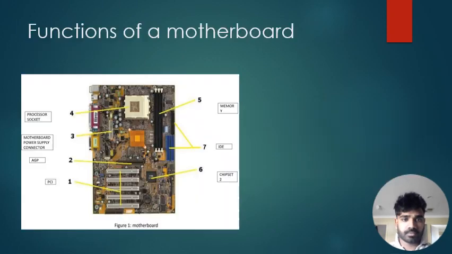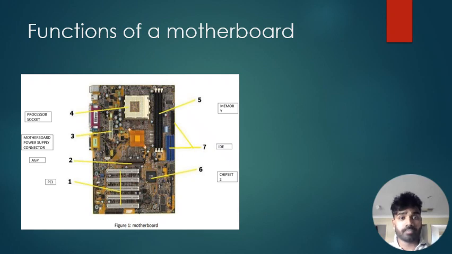Moving on, functions of a motherboard. In this image, you can see numbers 1 to 6 are the important functions of the motherboard. Number 1 is PCI, which is a bus architecture built to connect expansion cards. Number 2 is AGP, accelerated graphics port, a high-speed expansion slot design to connect cards. Number 3 is the motherboard power supply, which is a connector. In that connector, there is a set of pins that connect the power supply to the motherboard.